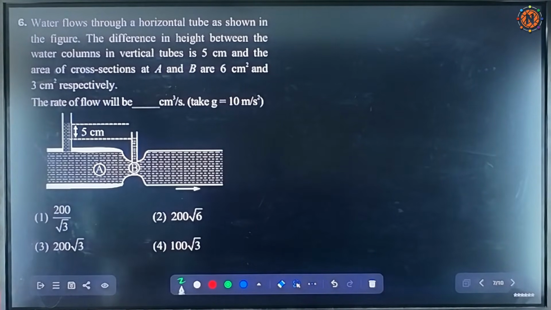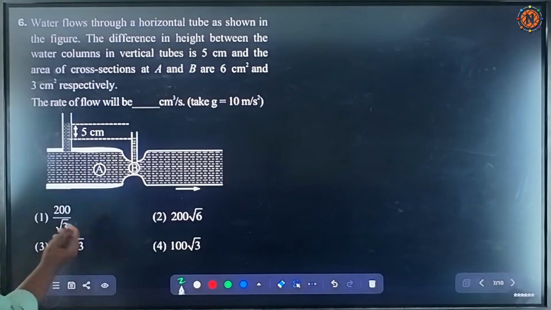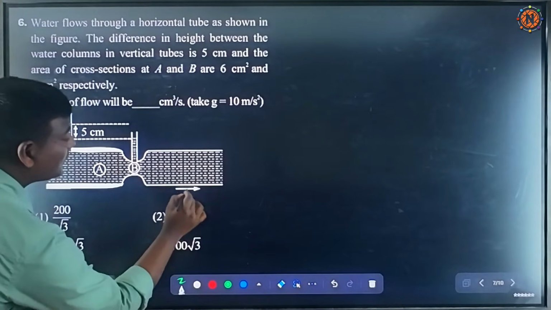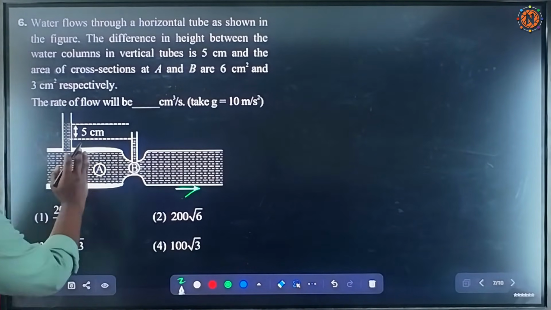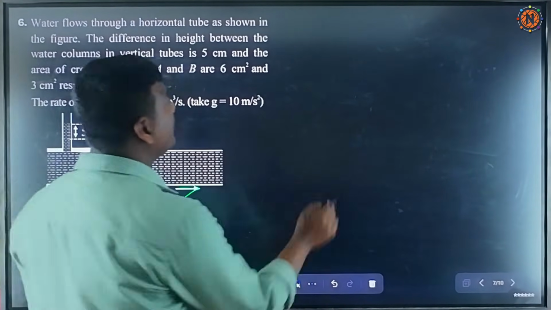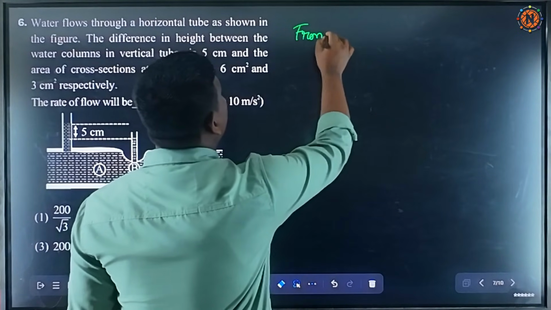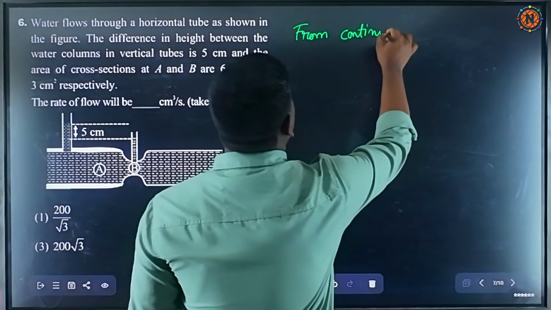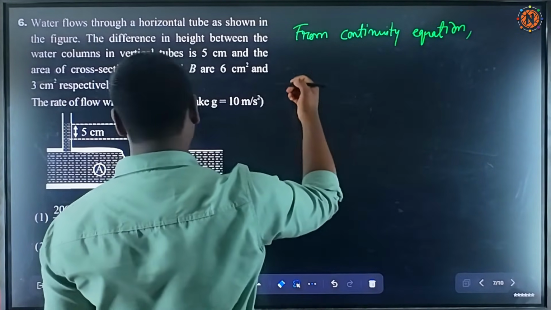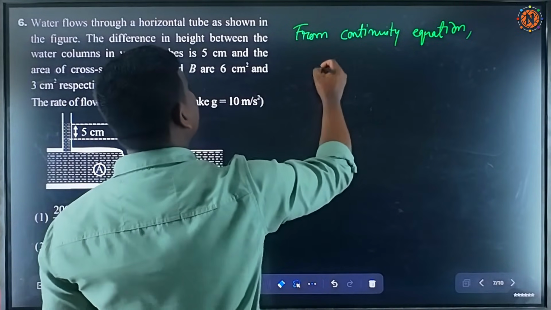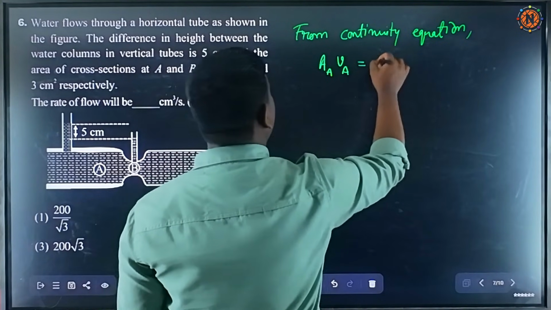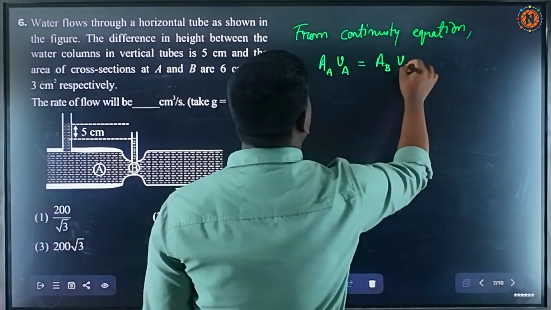So how to solve this equation? First we can write this, since fluid is flowing to the right side. So we can write the flow at point A and flow at point B will be equal, yes or no? So from the continuity equation, we can write the flow at point A, and the flow formula is nothing but area at point A times velocity at point A, equal to area at point B times velocity at point B.